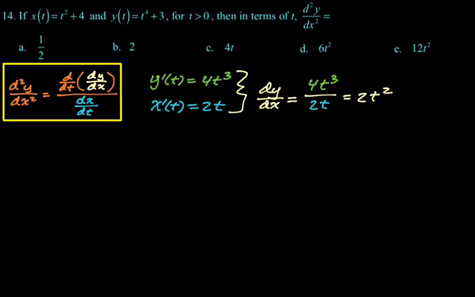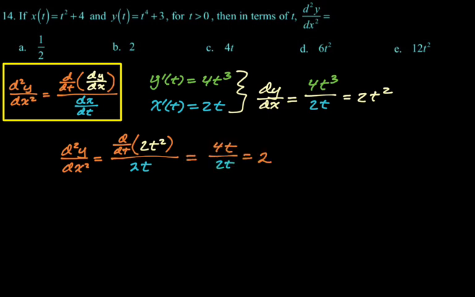So now we're just going to plug into this formula. The second derivative of y with respect to x is the derivative of dy/dx with respect to t, so d/dt of 2t squared, which we had just calculated, all over 2t. So we find those derivatives, we get 4t over 2t, and that's just going to give us 2.